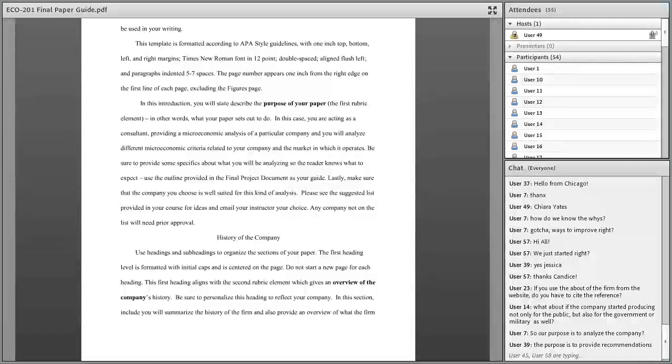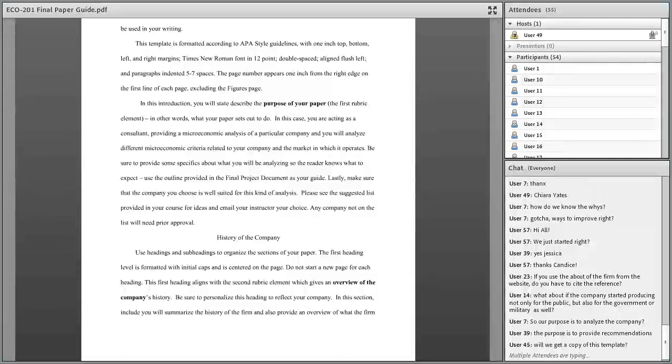So the whole purpose of the paper, yes, Lynette, is to provide an economic analysis of the company. So that's what you're going to explain in the purpose. You're going to research demand and supply. You're going to research the costs of production. You're going to research the market, the price elasticity of demand. And then when you have all these elements, you'll be able to provide some recommendations for the future growth of the company.